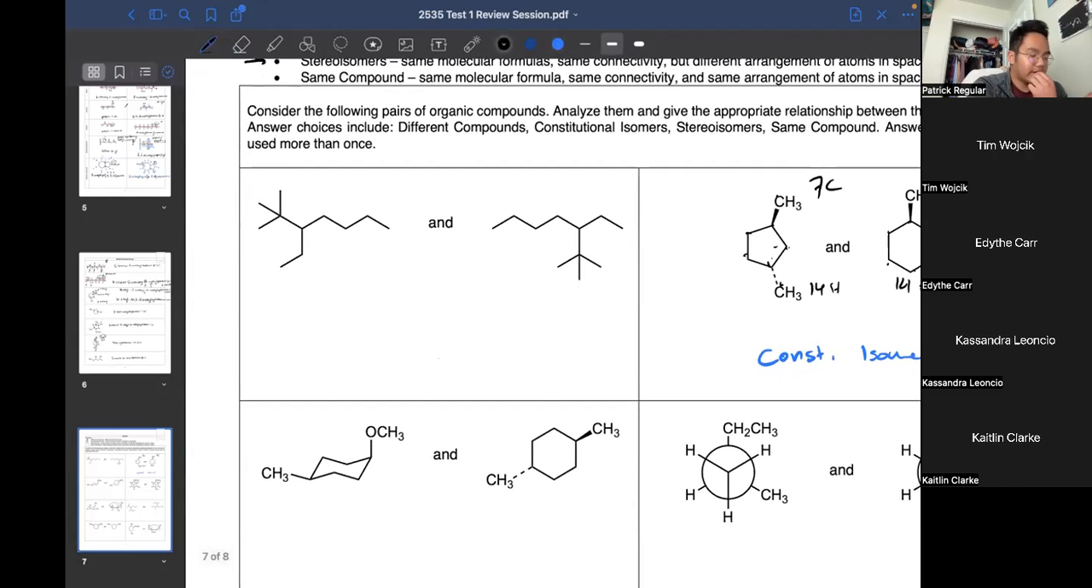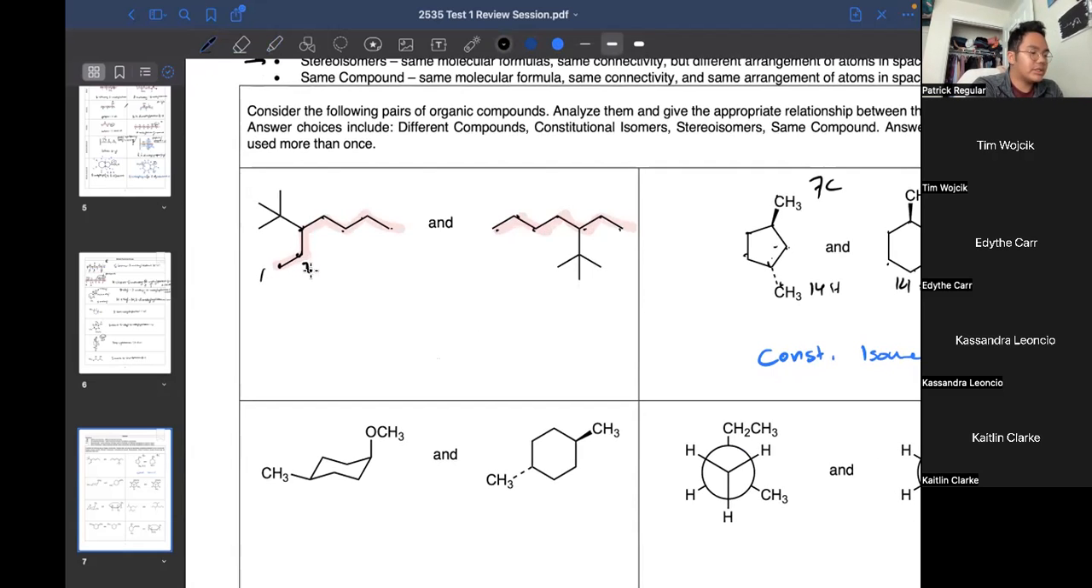Now looking at this, let's take a look. We have 1, 2, 3, 4, 5, 6, 7. These are heptanes. Let me highlight the parent chain. These are both heptanes, so there's a good chance that they're the same.